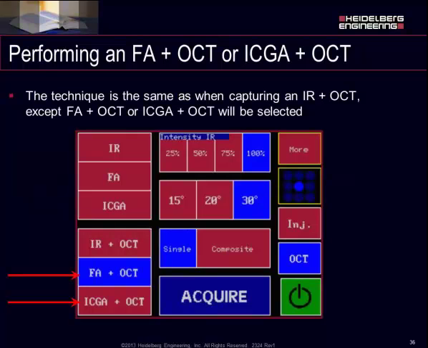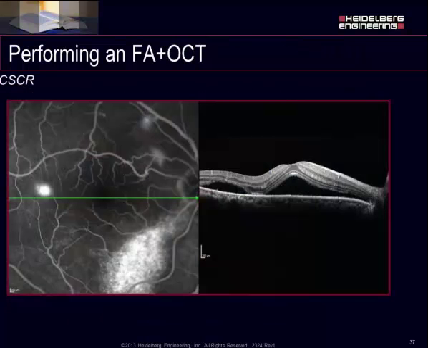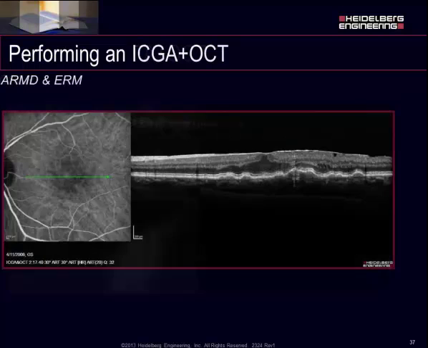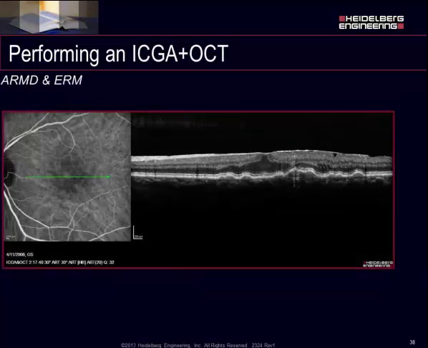And here's an example of a fluorescein image with a simultaneously acquired OCT. You'll notice it's very similar to what you would get with a normal IR plus OCT, except you have a fluorescein image. Here's another example. This time we have an ICG image with the OCT.